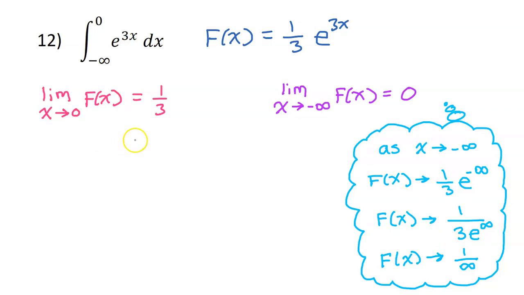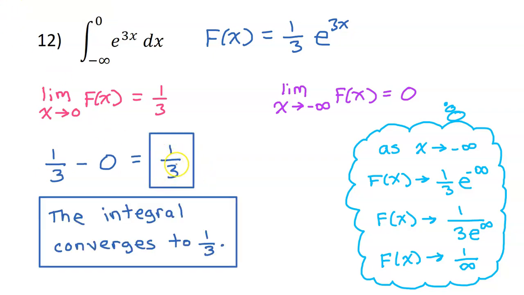So the last step, since we have two actual numbers for both limits, we can find the value of this improper integral by subtracting the upper limit minus the lower limit. So we simply do 1/3 minus 0, which of course is 1/3. This is an acceptable answer all by itself, but I do want you to get comfortable with this vocabulary. We could also say the integral converges to 1/3.